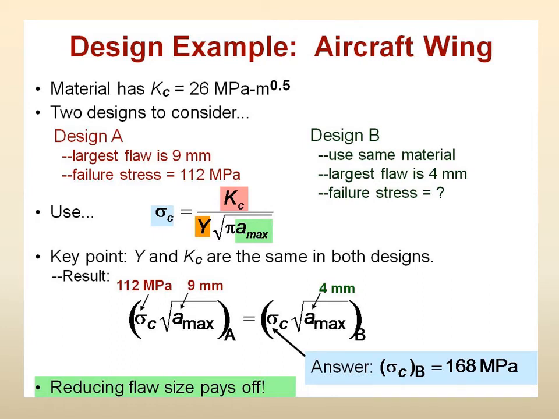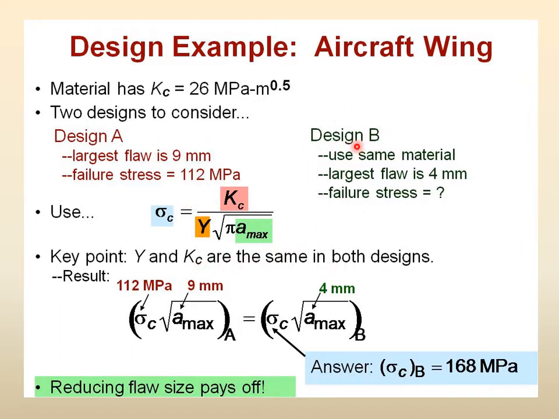Right? So this is a design example. The critical stress intensity factor of the material is known. How do they know it? We'll see later on. Now in design A, they say there is a largest flaw which we detected, a very large flaw, really 9 millimeter is a very serious matter, and the failure stress is 112 megapascal. Okay, so they are saying use this equation, that critical stress is Kc upon Y. The key point, Y and Kc are the same in both designs, but let us see.